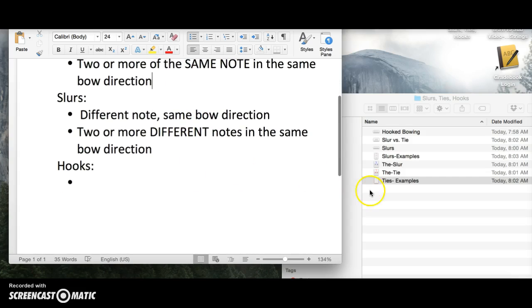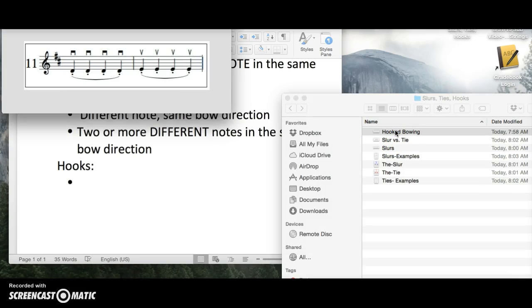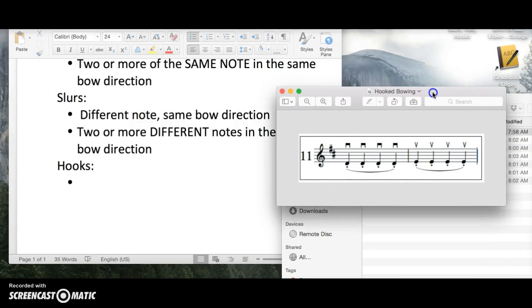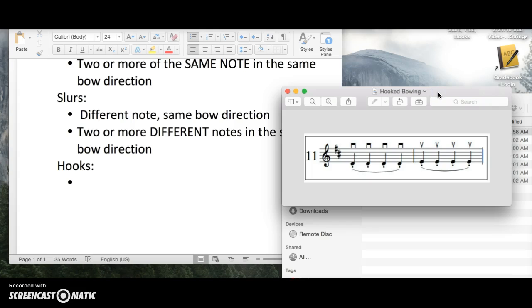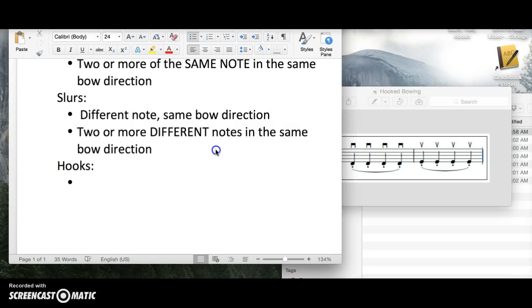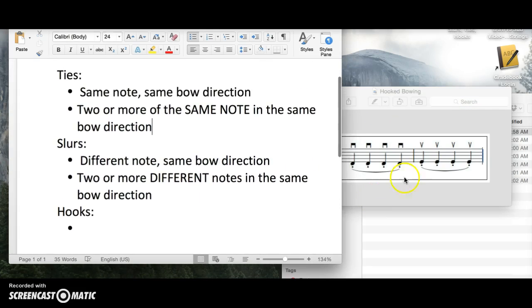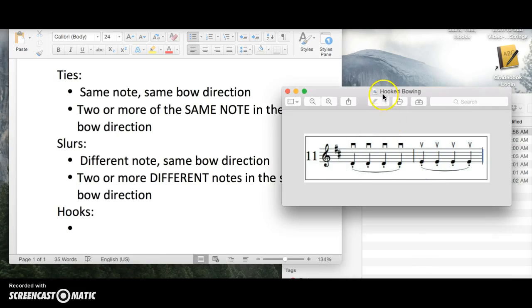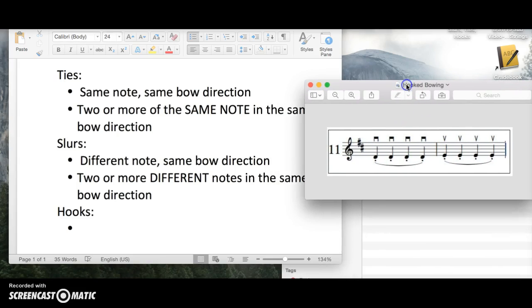Now we're going to take a look at hooks. So hooked bowing is really similar to both slurs and ties, where ties have to be the same note and slurs have to be different notes. Hooks can be either. But here's the important part. This dot tells you that your bow has to stop in between each note. So you have to give a little bit of space in between each note.